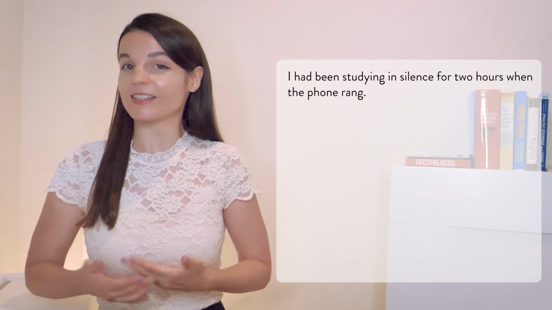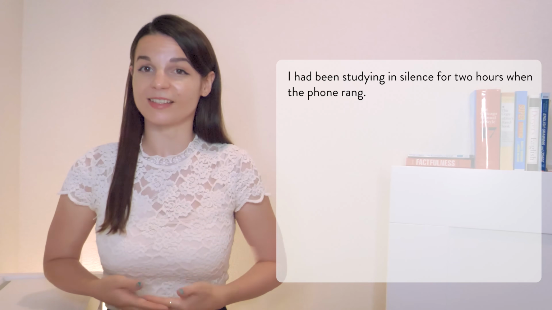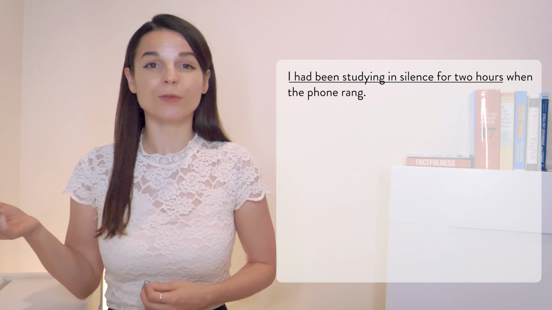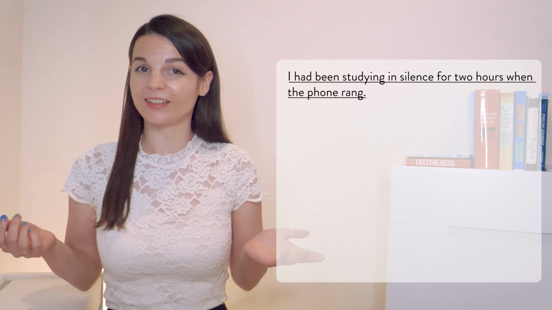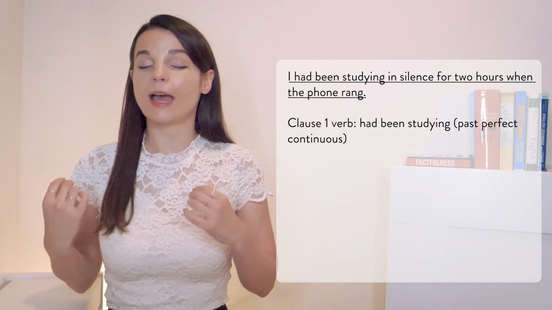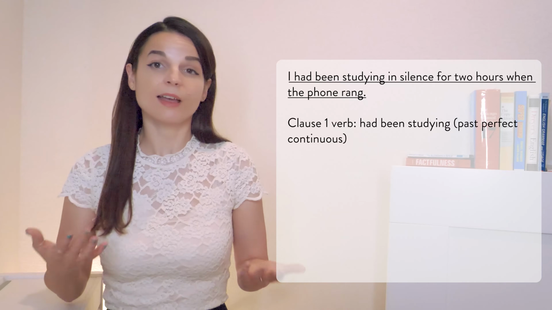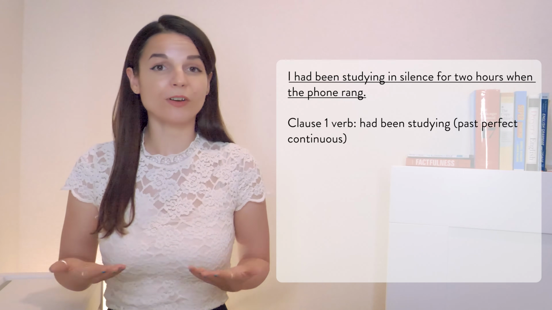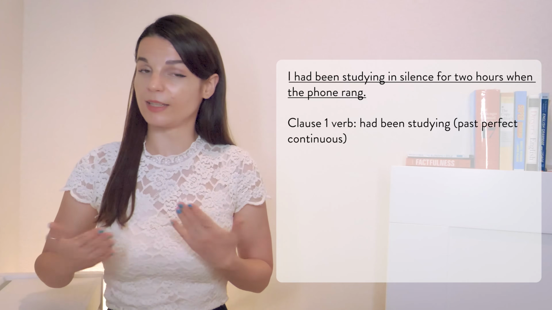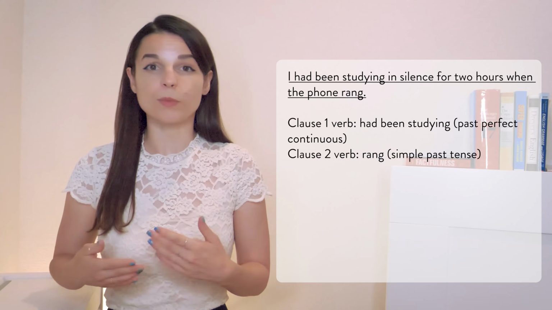I had been studying in silence for 2 hours when the phone rang. Let's look at the two clauses in this sentence. 1, I had been studying in silence for 2 hours, and 2, when the phone rang. Let's look at the tenses of the verbs. In the first clause, we see had been studying. This is a past perfect pattern. In this case, a past perfect continuous or progressive action. This shows us a past continuing action. In the second clause, the verb is rang.